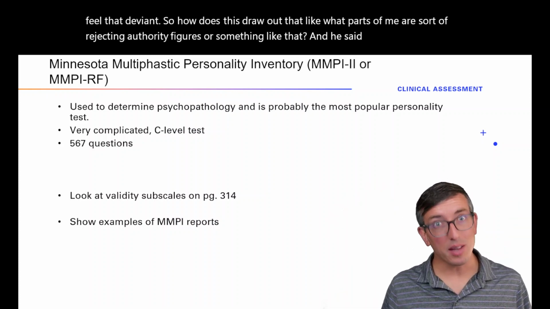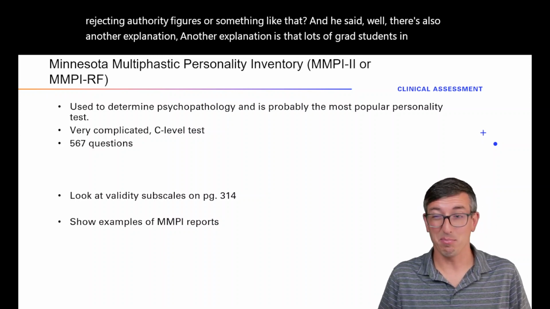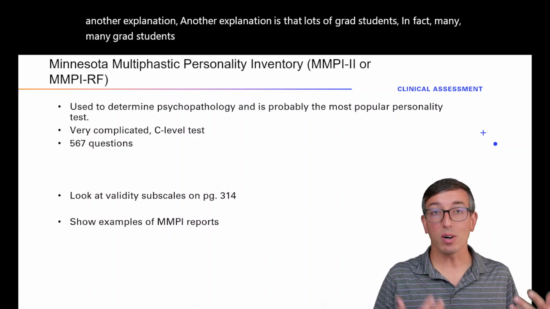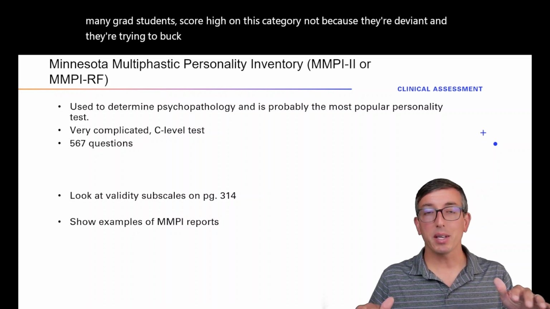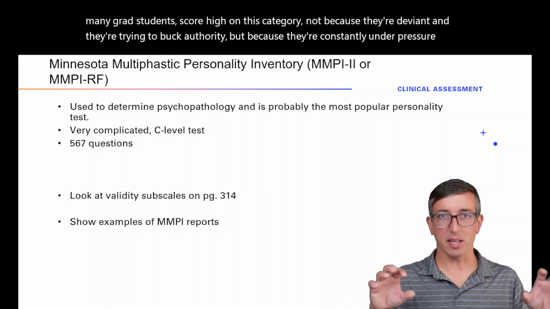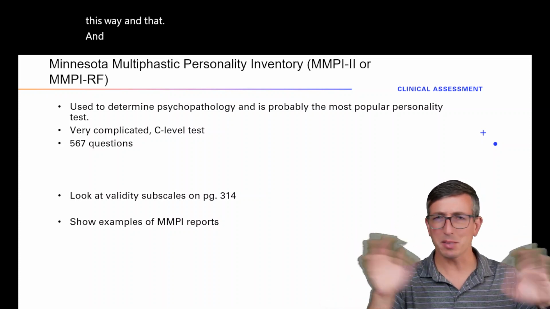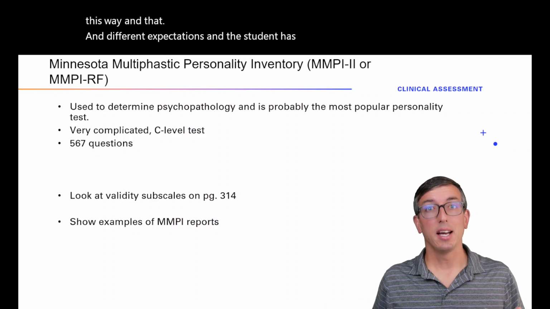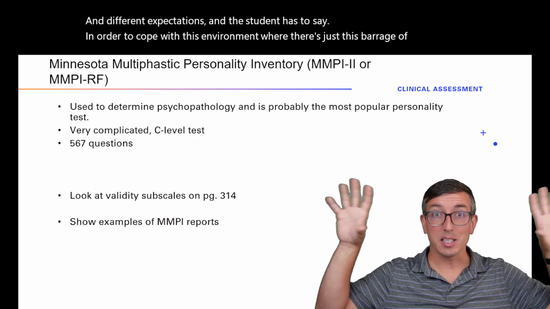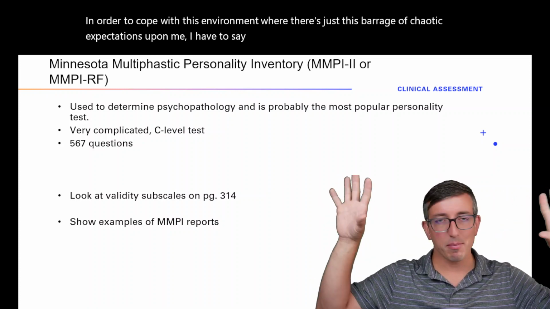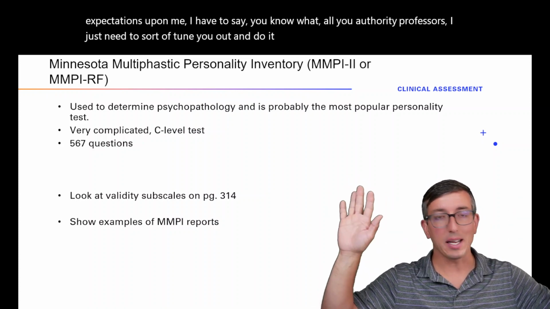And he said, well, there's also another explanation. Another explanation is that many, many grad students score high on this category, not because they're deviant and they're trying to buck authority, but because they're constantly under pressure from different professors saying they want things different ways, and it always has to be this way and that way, and different expectations. And the student has to say, in order to cope with this environment where there's this barrage of chaotic expectations upon me, I have to say, you know what, all you authority professors, I just need to tune you out and do it my own way, and I've got to find my own path.